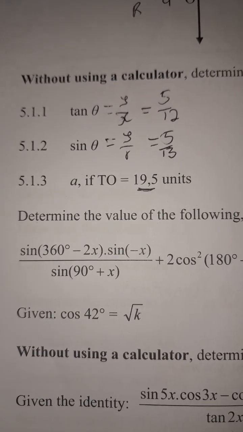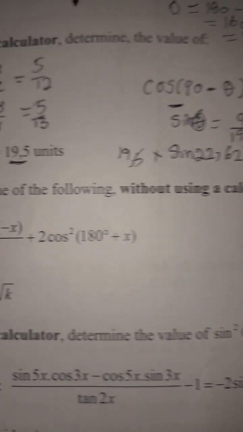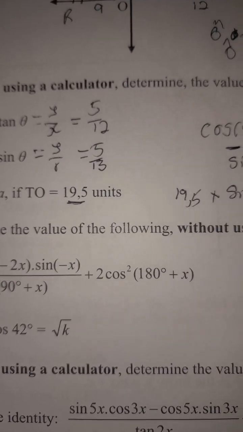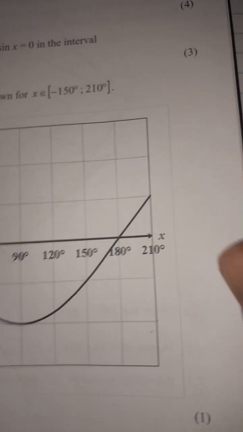So let's look at the first one. We have sine 360 minus 2x. That is on the fourth quadrant. It's only cos that is positive, meaning that sine in this case will be negative. But let's put that into practice, guys.